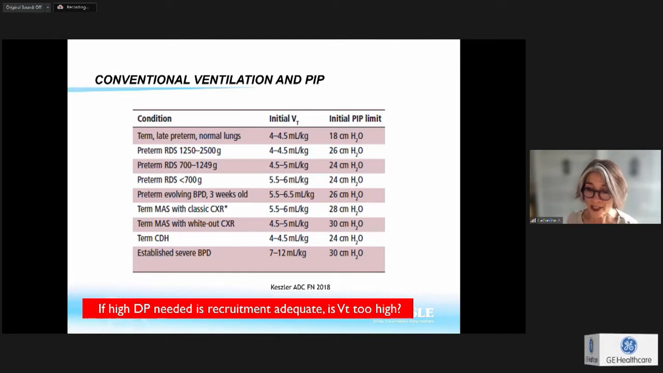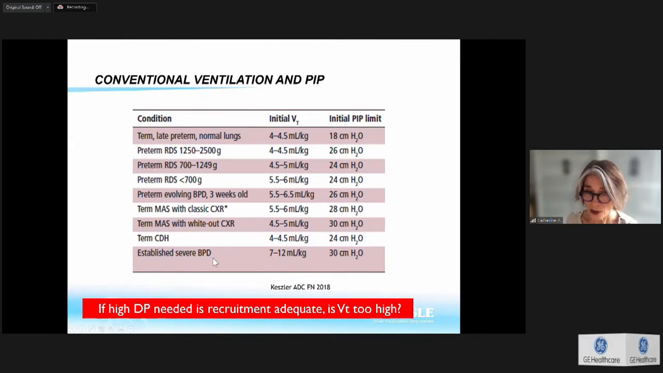My lung is smaller than a normal one. My compliance is lower. I have to go lower on it. But if you look at this patient, the patient has a severe established BPD. What do I know of the disease?